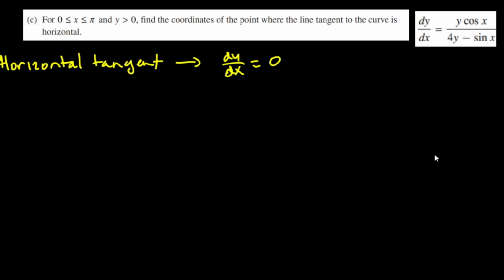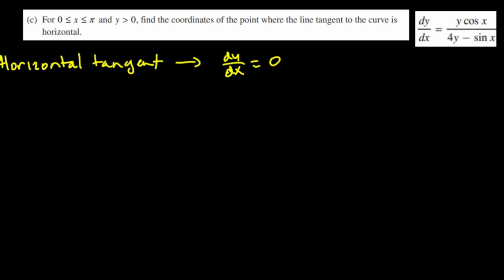Part C is asking us to find the coordinates of the point where the line tangent to the curve is horizontal. So we've talked about this before, but the horizontal tangent means the same thing as dy dx being 0. If you think about what any graph looks like, if it has a horizontal tangent line, the slope of that horizontal tangent line is 0. So our task is to set the derivative equal to 0 and figure out where that happens.